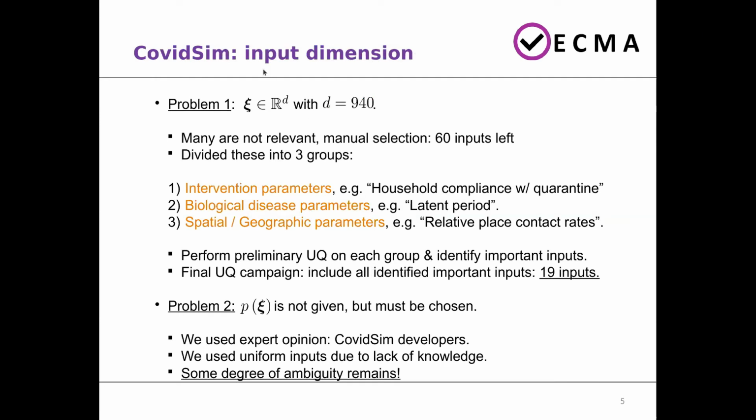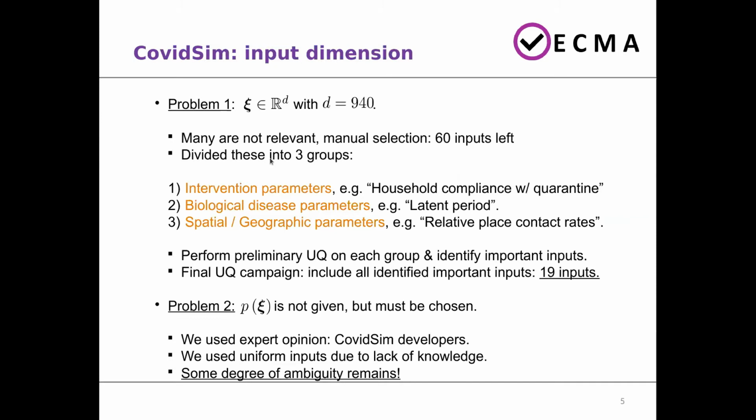So the first problem, these 940 inputs. If you actually look at them, many of them are not relevant. There were quite a few related to vaccination, which might be relevant now, but wasn't relevant back when we wrote the paper. There were also quite a few fitted to data, and we didn't touch those. So we did a manual selection, which ended up with 60 inputs, which is still quite high.